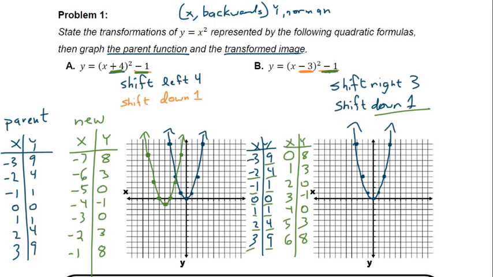We'll just plot it real quick. We have 0, 8. We have 1, 3. 2, 0. 3, -1. 4, 0. 5, 3. And 6, 8. So the new transformed image is right there. And there you go.